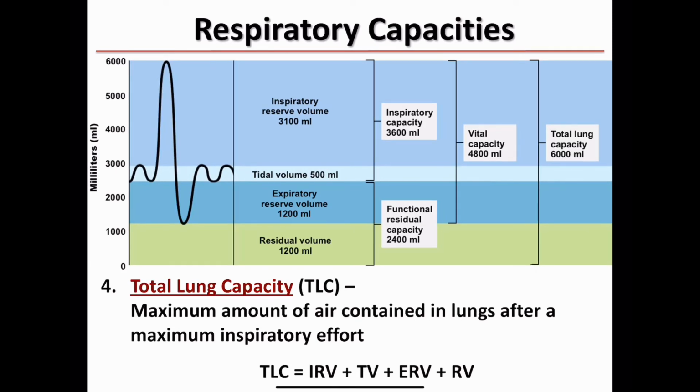Okay, so total lung capacity is very easy. This is just the combination of the inspiratory reserve volume, tidal volume, expiratory reserve volume, and residual volume. You add them all up together, and that's our grand total of 6,000 milliliters in the case of this person, of air that can be totally stored within the lungs.